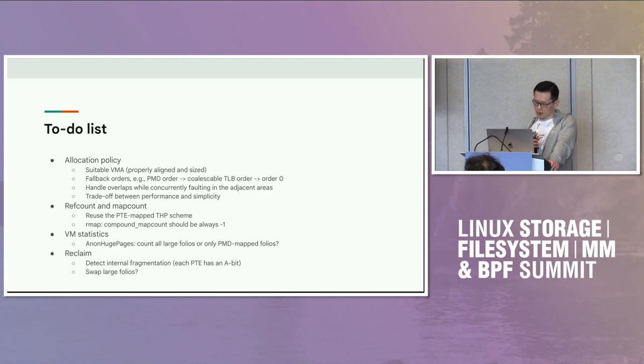So also, do we want to use a single large order for each VMA, or do you want to use different orders for different VMAs? For different orders for each VMA. So that means we're going to have an NP problem. Generally, it's a bin packing problem, right? So which is NP. So also fallback orders: if we cannot allocate the ideal order, how do we handle fallback orders, right?